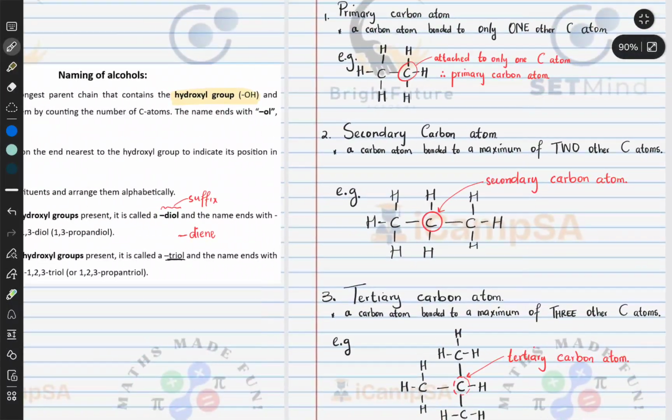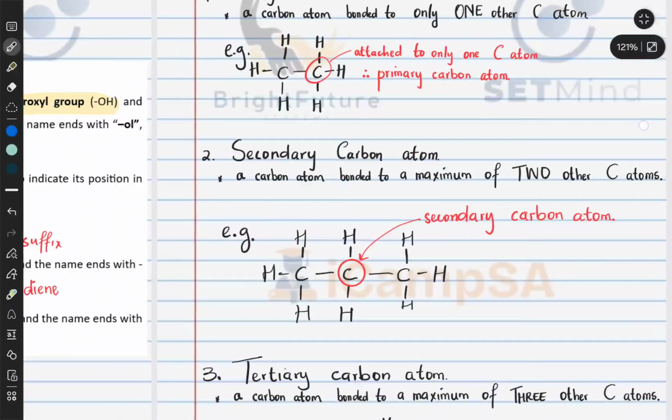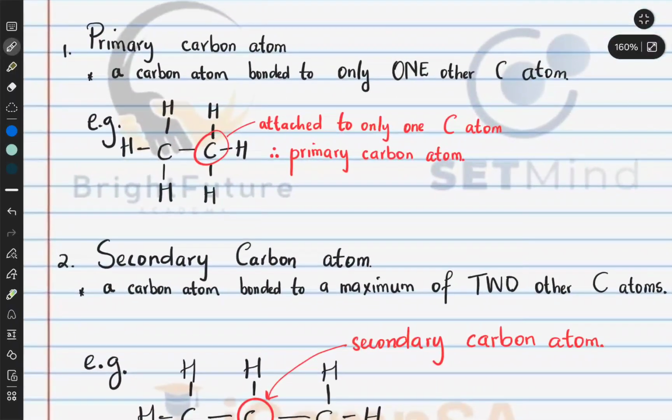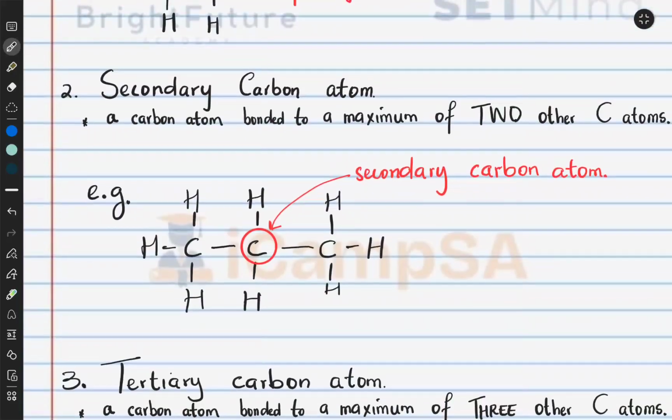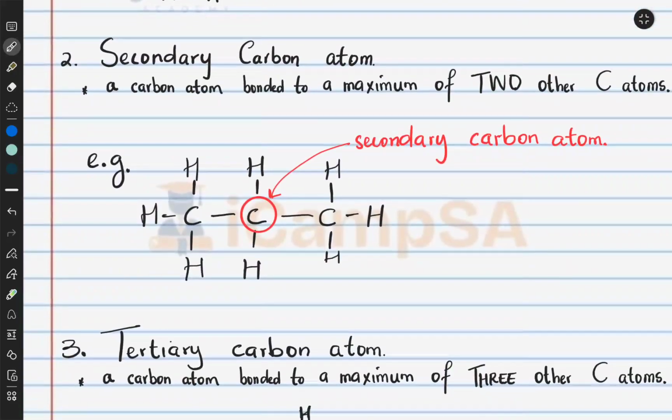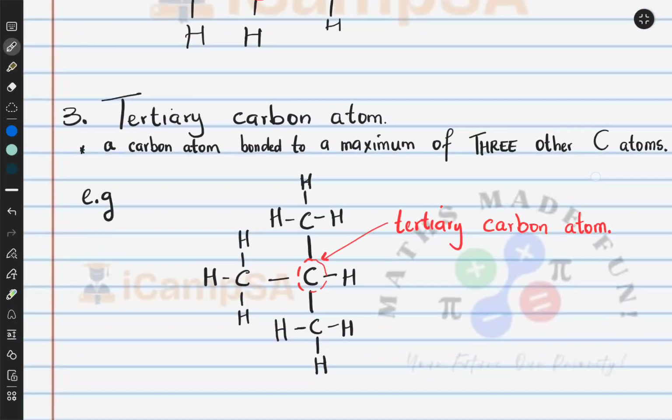So now let's focus on the types of alcohols, but first we must remind ourselves about the types of carbon atoms. We said there's a primary carbon atom which happens to be attached to only one other carbon atom, and then we said there's a secondary carbon atom which is usually attached to two and only two other carbon atoms, nothing more, nothing less, right? And then we said there's a tertiary carbon atom, and that one is usually attached to exactly three carbon atoms and nothing more or nothing less. All right, so that's that.